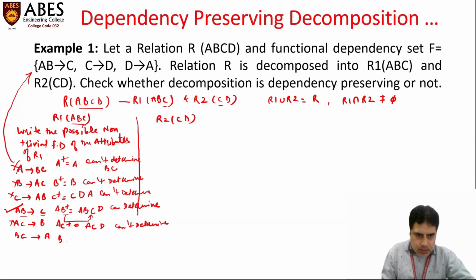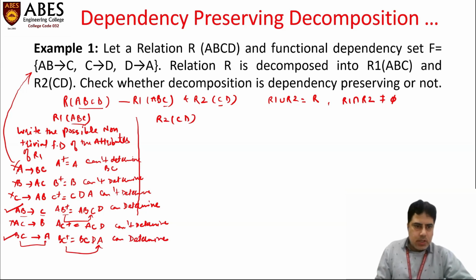Now take the attribute closure of BC. From C to D, and D to A. So BC can determine A. So this functional dependency also holds.